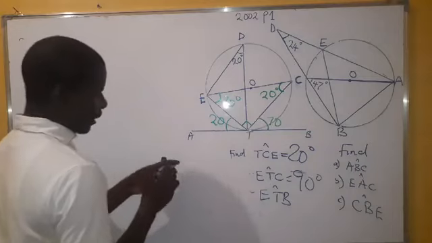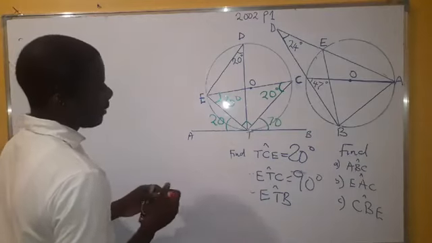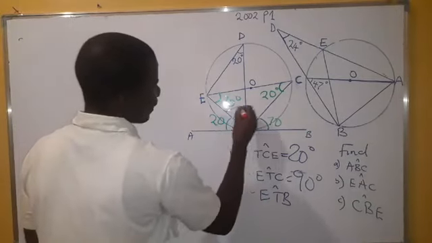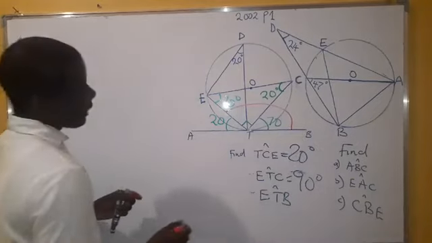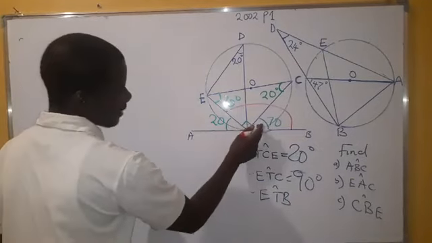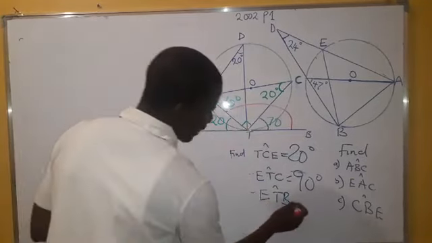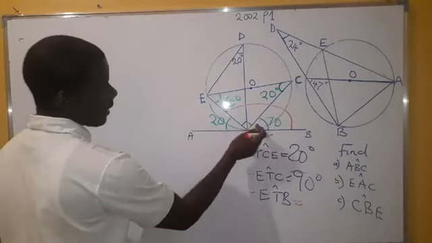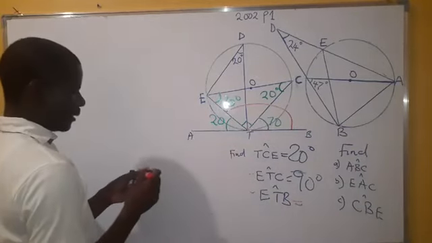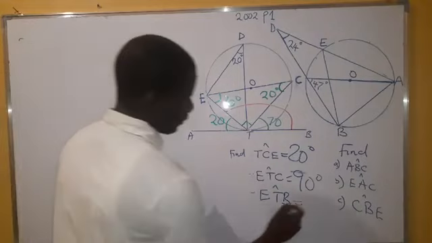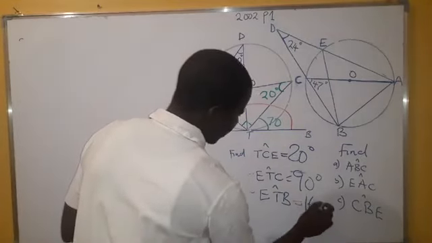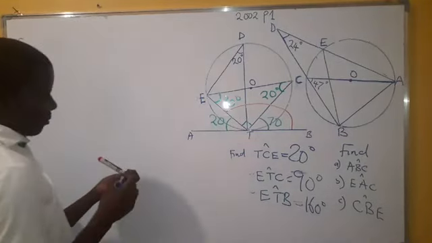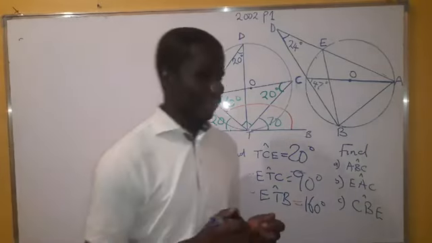ETB. Which one are they talking about? It's this angle here. So what is this angle? 90 plus 70, because we have 90 here and 70. So what do you get? 160. Okay.